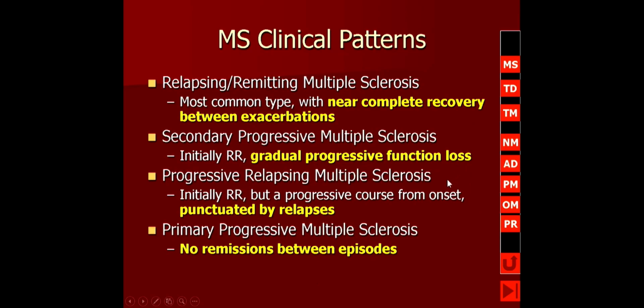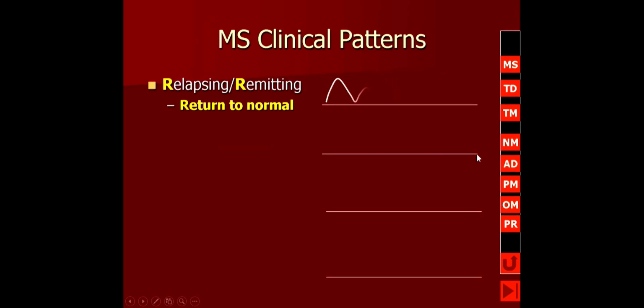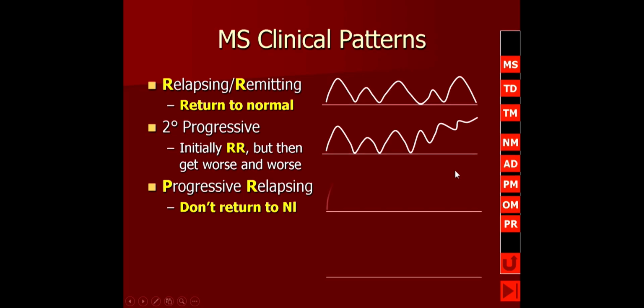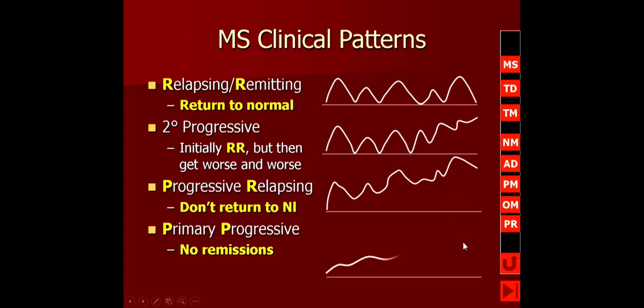There's several different classifications of MS. I think they're clinically important. They're not that important for radiologists, but just as a reminder in a graphic way, the most common is relapsing and remitting MS, where the patient has symptoms and then returns to the baseline. Then there's secondary progressive MS, which is like the first type, except that eventually they get progressively worse and worse without returning to baseline. Then there's progressive relapsing MS, where they never return to the baseline. And then there's primary progressive MS, where they never have any remissions, they just get worse and worse.